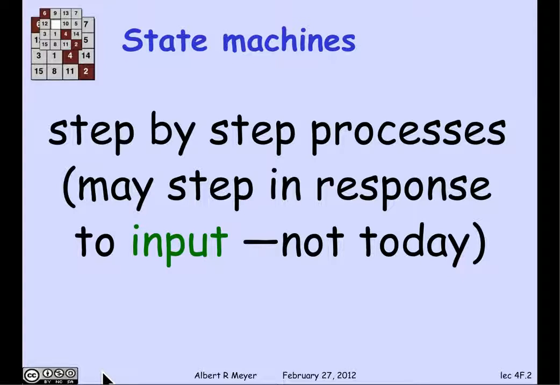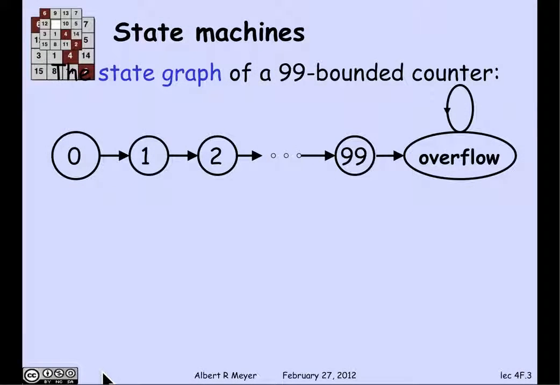Now, the general model of a state machine involves the idea that you can give it input and it responds to them, but we don't really need that for our purposes. So let's look at our example of a state machine. Here's a particular simple one.